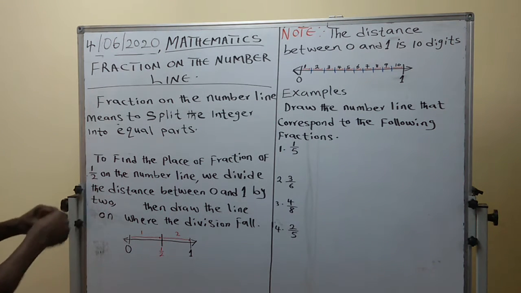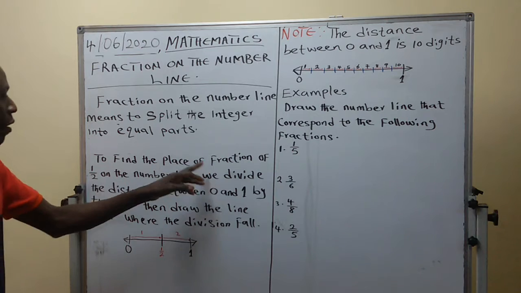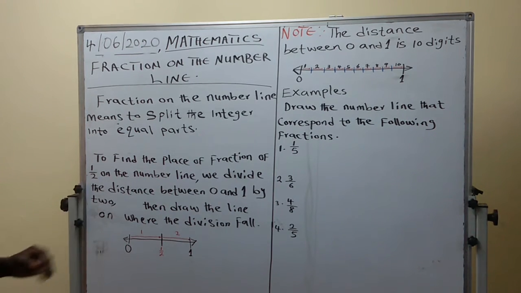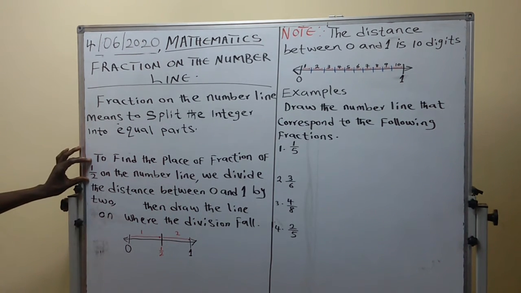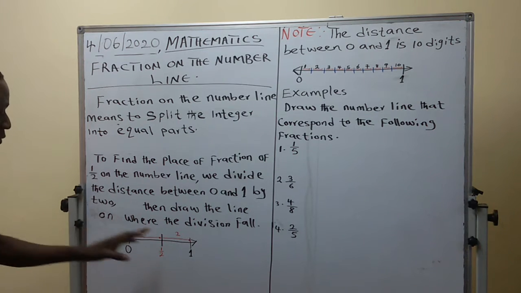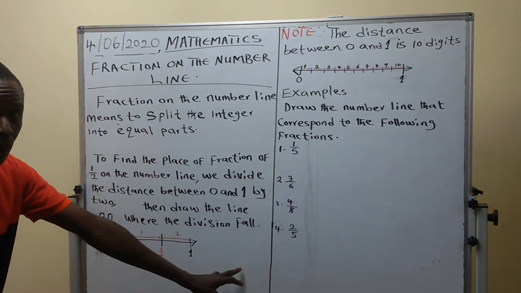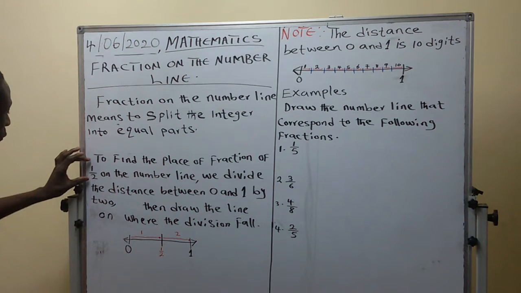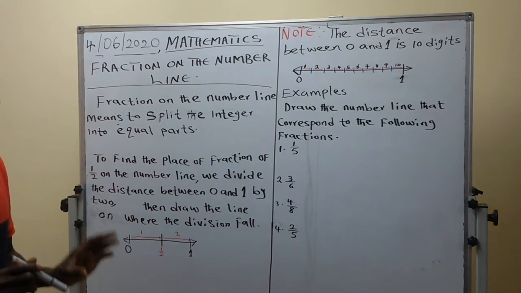Now let's move on to find the place of the fraction 1/2. 1/2 is not an integer number. As I write here for you as an example, I said 1/2 is not an integer number.